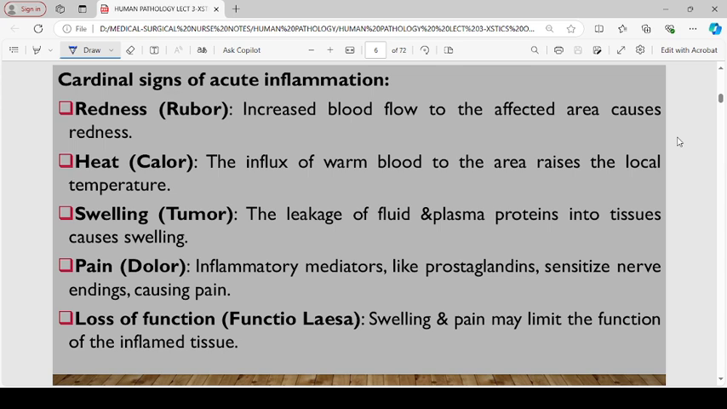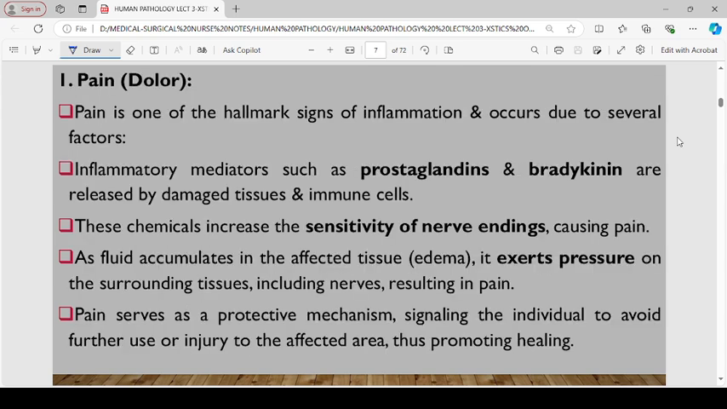Loss of function, that's functio laesa. We have swelling and pain, which may limit the function of the inflamed tissue, and this could result in loss of function. Maybe we could look at each of them, so we start with pain.